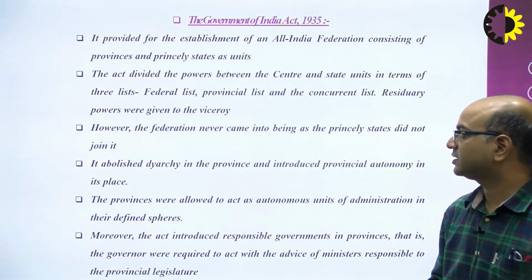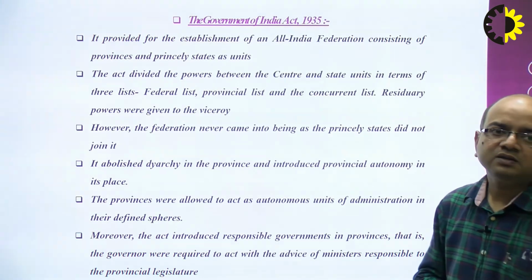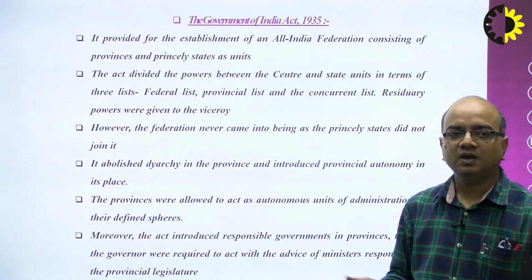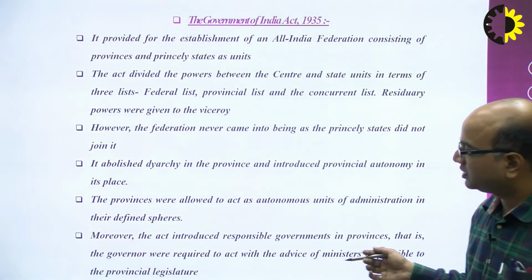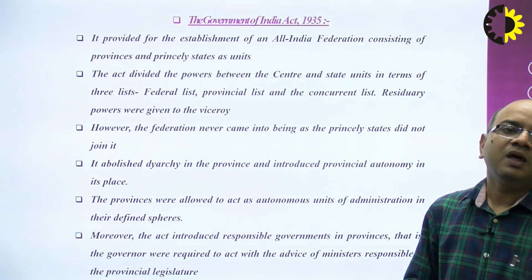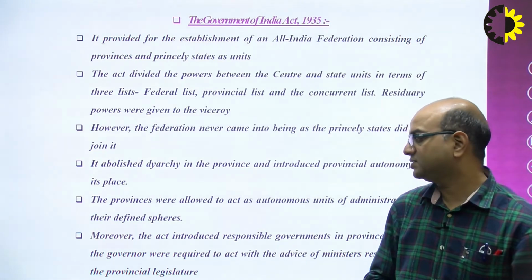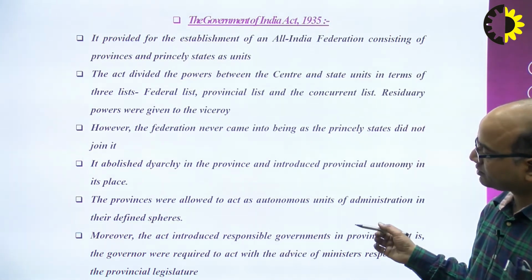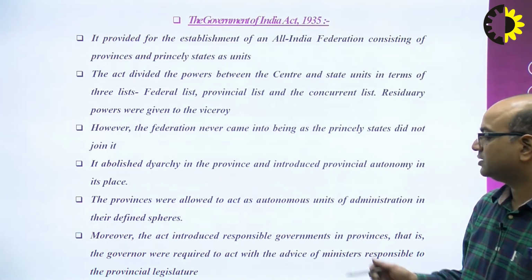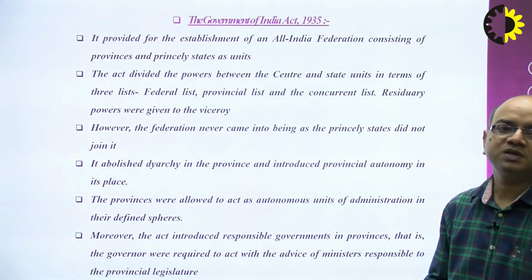However, the federation never came into being, as the princely states did not join it, and the act abolished diarchy in the provinces and introduced provincial autonomy in its place. I told you as well that Indians were demanding that this diarchy should be abolished. So here it was finally abolished, and the provinces were allowed to act as autonomous units of administration in their defined sphere. Moreover, the act introduced responsible government in provinces, that is, the governors were required to act with the advice of ministers responsible to the provincial legislature.